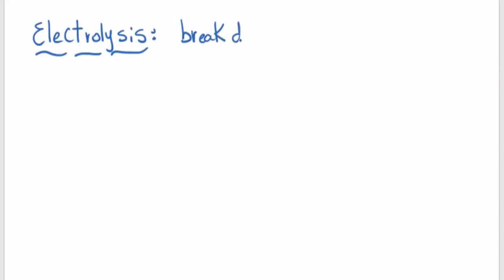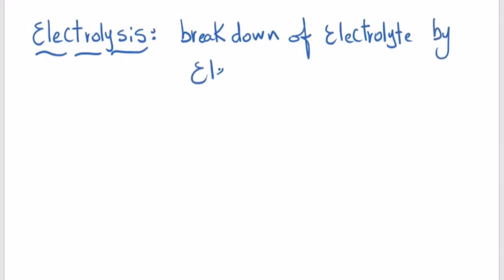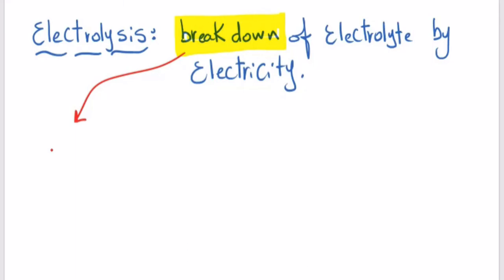Let's consider another item. During electrolysis, before discussing the details, you have to know what's meant by electrolysis. It's a breakdown of electrolyte by electricity. What does it mean? We have many items here you have to consider. Number one, breakdown. What does it mean? Breakdown means you have a chemical reaction.